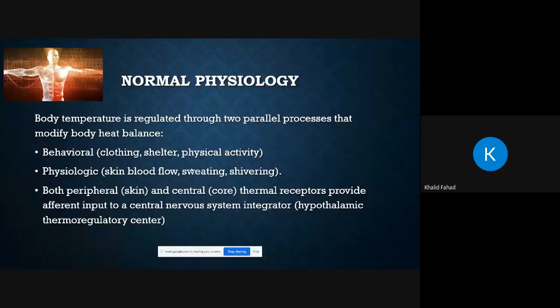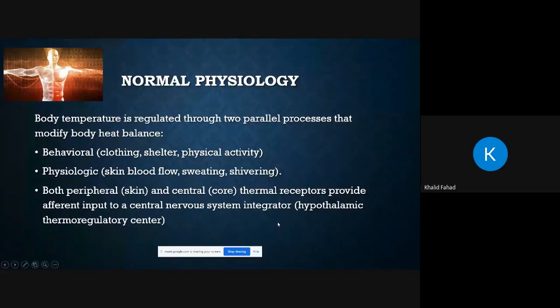Yes, Ibrahim? The core thermal receptors provide afferent input to the central nervous system integrator. The hypothalamic thermoregulatory center will interact with the peripheral mechanisms through the receptors present in the hypothalamus. So the hypothalamus contains receptors. These receptors will interact with the peripheral skin receptors to modify the final body temperature. Is that clear? The hypothalamic regulatory center contains centers. These core centers will interact with the peripheral skin receptors to modify the efferent output of the hypothalamus. Doctor, are the core thermal receptors the same as the hypothalamic thermoregulatory receptors? Yes, it is in the hypothalamus.